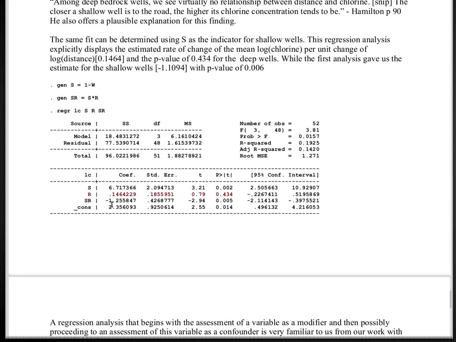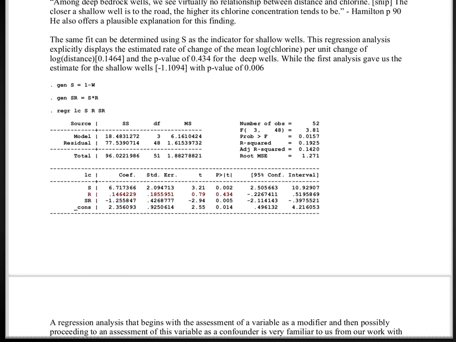The difference between these two numbers is then the slope for the shallow wells. And this number of 0.14 is the slope estimate for the deep wells. Okay. So I'm following the epidemiologic principles that are so classic here. We first address the modification issue, and we see that indeed the depth of the well here is a very obvious modifier.